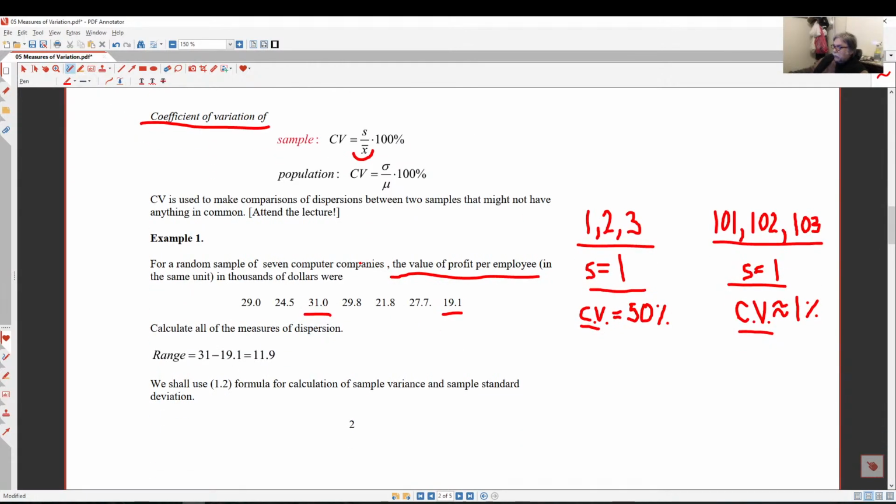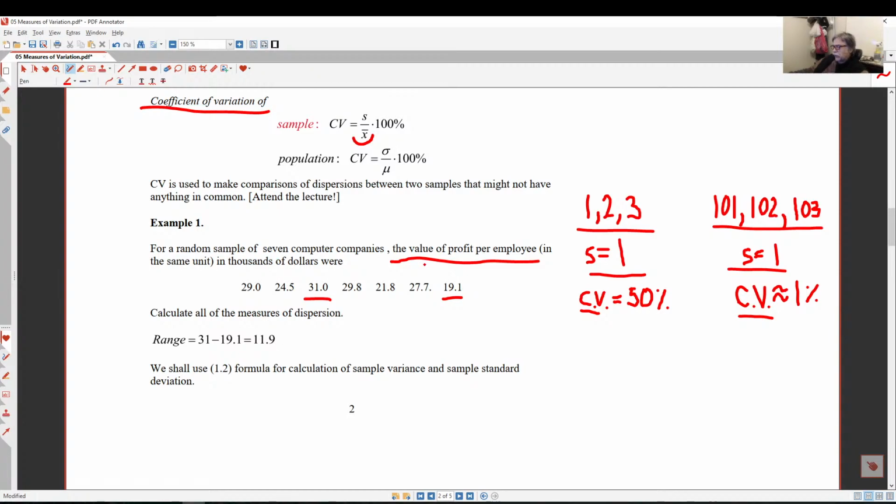Okay, let me calculate something realistic. This first example is about the profit per employee, in thousands of dollars, of computer companies. The first company has 29,000 profit per employee. What's a profit per employee? That means the company has a revenue, you subtract all of the possible costs, the benefits you pay, and anything else, and then you end up with a pure profit, divided with the number of people you're employing annually, and you get a profit per employee. How much you're making per employee. How much is the employee worth to you?